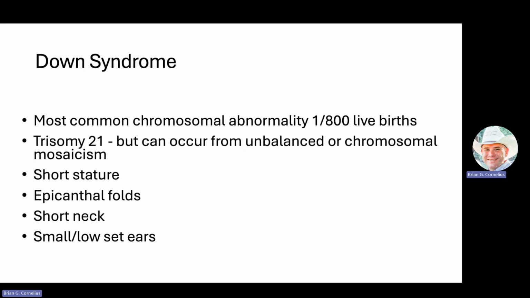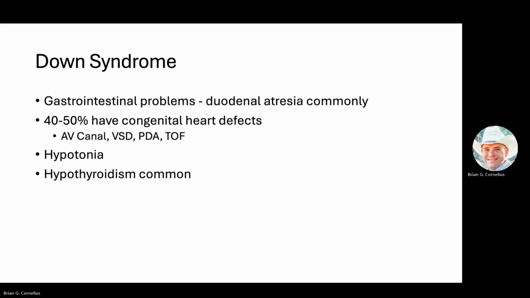Next thing we're going to talk about is Down syndrome. It's the most common chromosomal abnormality we see, about 1 in 800 live births. Primarily associated with trisomy 21, but you can see that there are some other mosaicisms that can occur. The classic physical findings: short stature, epicanthal folds, a short neck, and small or low set ears.